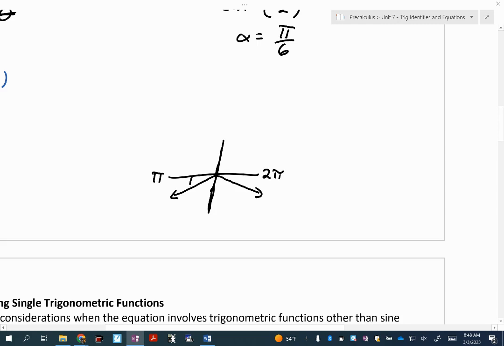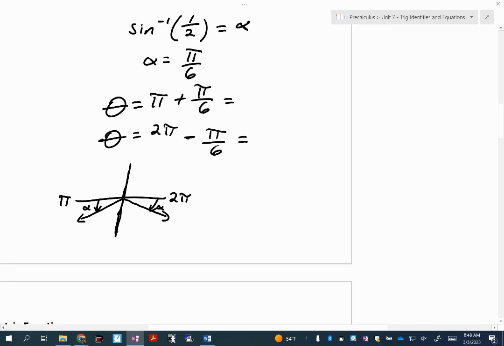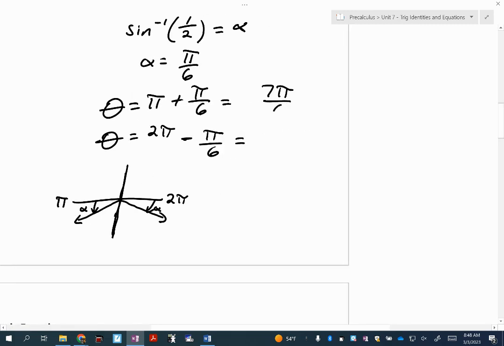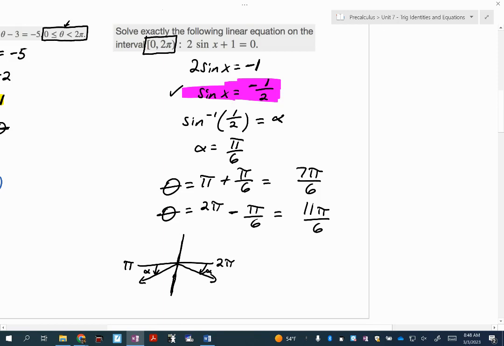This is 2 pi. So I'm going to be adding my reference angle to pi and then subtracting my reference angle from 2 pi. So my two answers will be pi plus pi over 6, and my other one will be 2 pi minus pi over 6. Get a common denominator, and you get 7 pi over 6. And for this one, we're going to get 11 pi over 6. So again, it's one of those things where we're using so much of the basics that you learned in the first unit to help us solve these trigonometric equations.